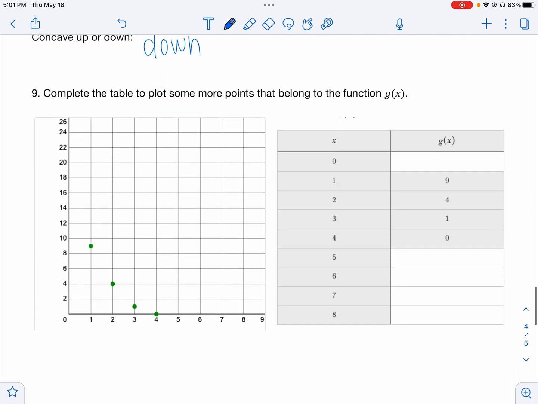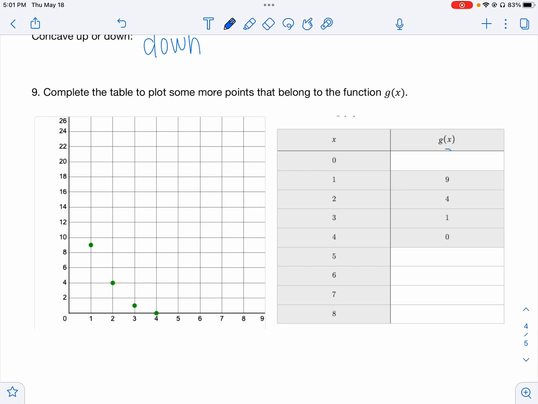Complete the table to plot some more points that belong to the function x. Okay, since we're missing this first value here, I don't know what it's going from, but I can keep going on the other ones. This says it goes -5, and this is -3. So these are all minusing by 2. And then I will be going -1. So then if I keep doing that second constant difference of minusing by 2, now I'm going to be adding 1, and I'm going to be adding 3, and adding 5, and adding 7.